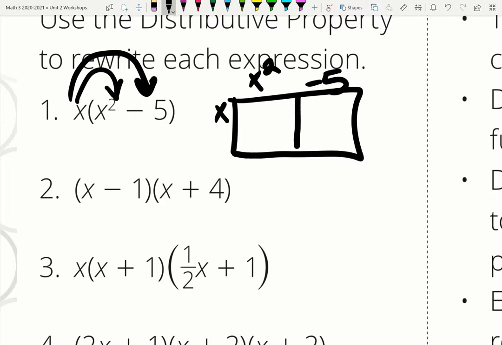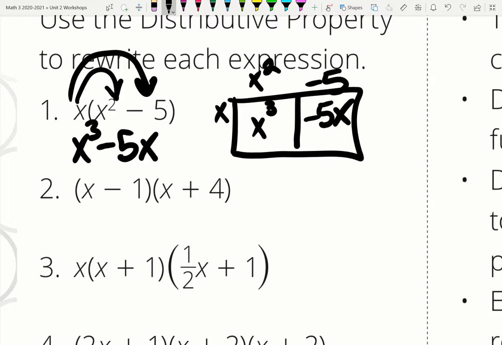So x times x squared is going to result in x to the third. X times -5 is going to be -5x. Hence, that's the answer. Notice how it went from two different terms. I write it in standard form, going from descending order.